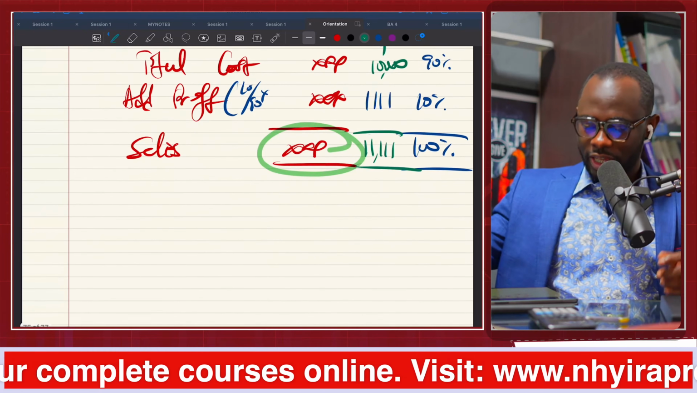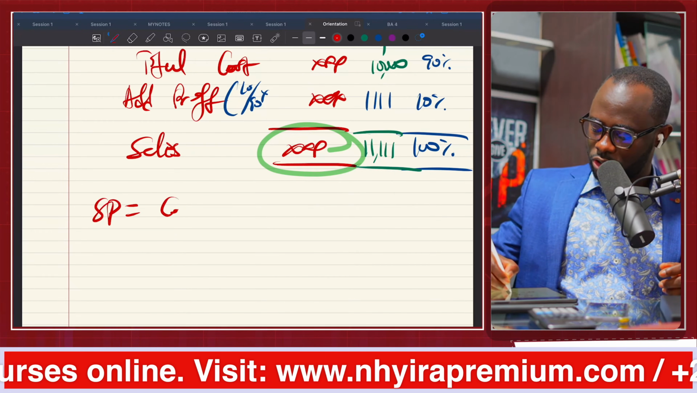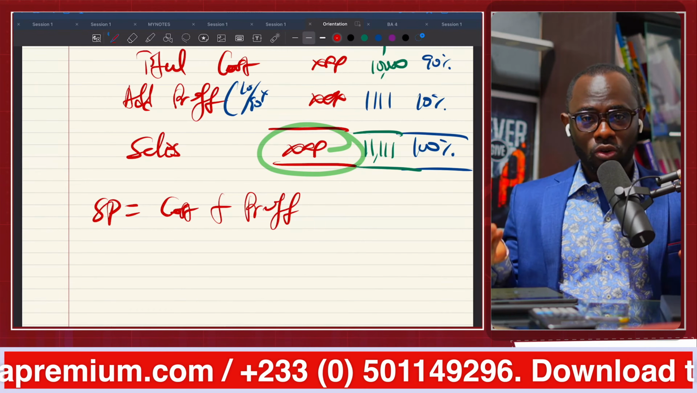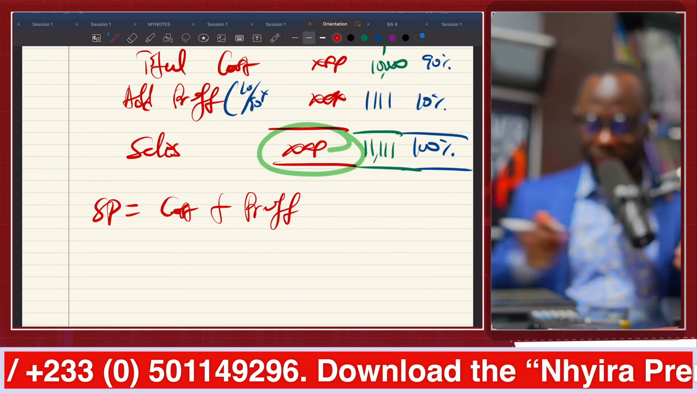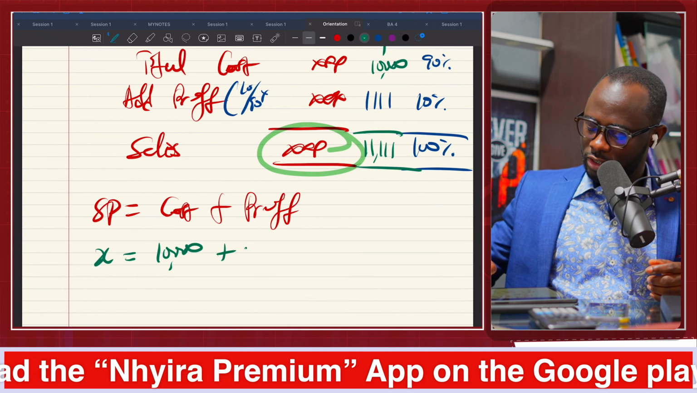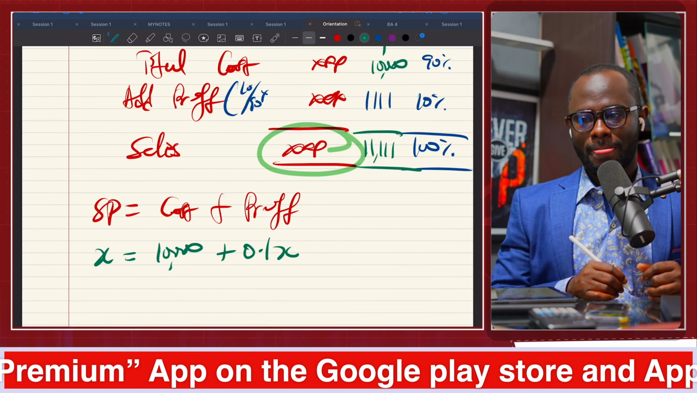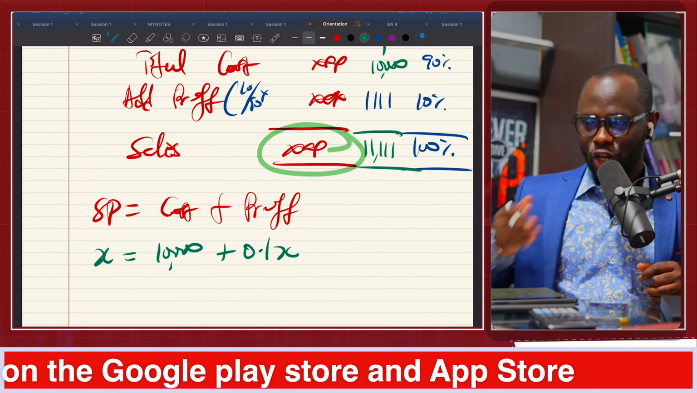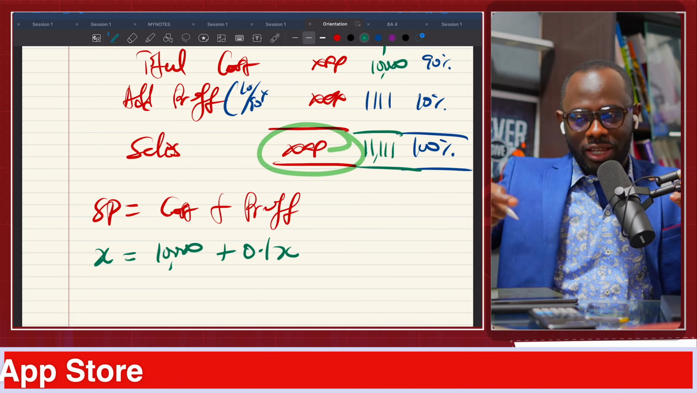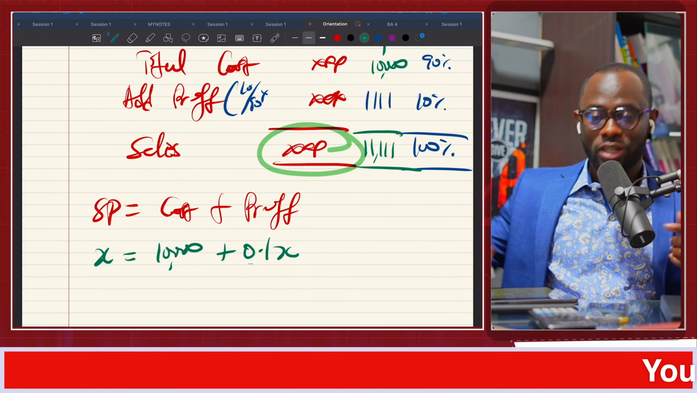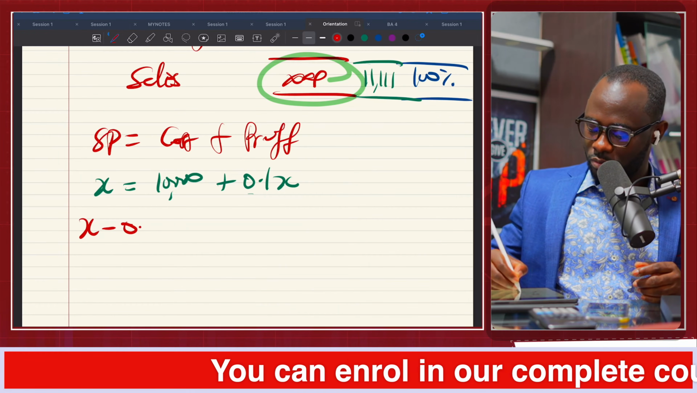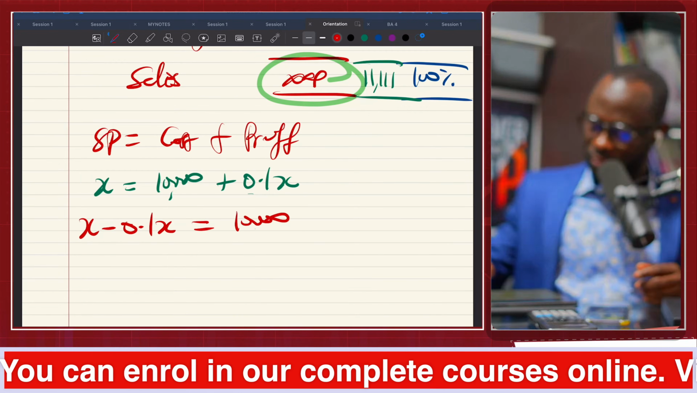Alternatively, we could say that, okay, selling price equals cost plus profit. Anything you don't know, you represent it by a variable, isn't it? So the selling price is X, the cost is 10,000, the profit is going to be 0.1x. Okay? 0.1x, because it's a margin. And margin is on selling price. So since you don't know the selling price, it means 0.1x. Okay, so what do? Group like terms. X minus 0.1x equals 10,000.